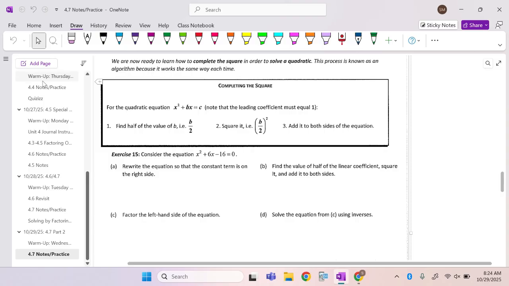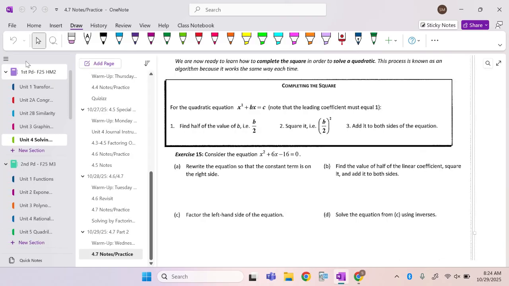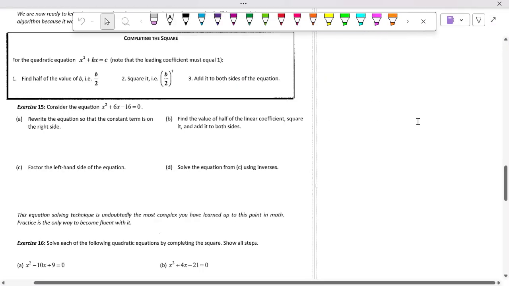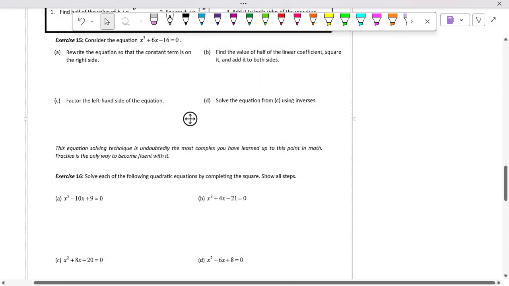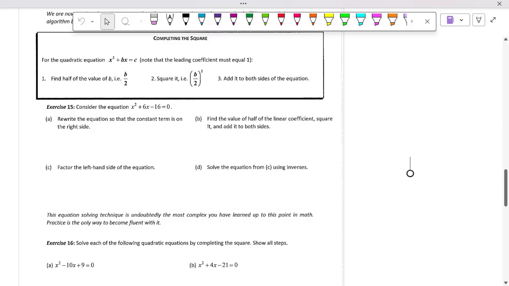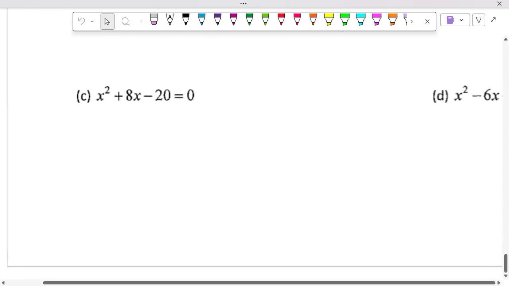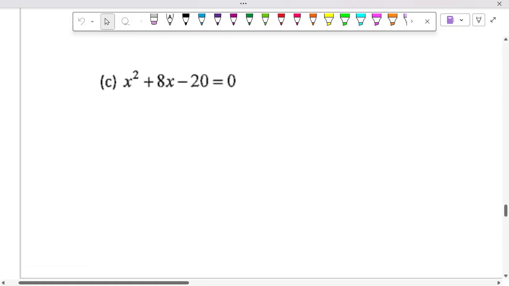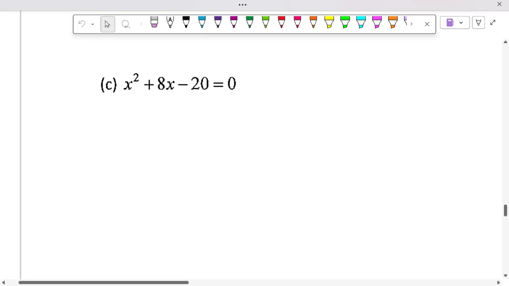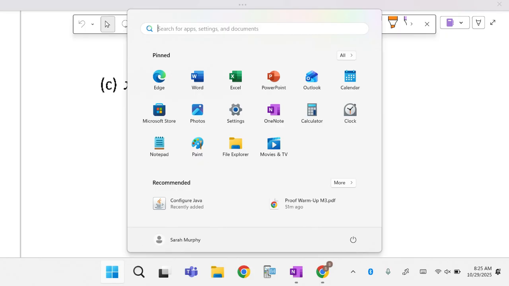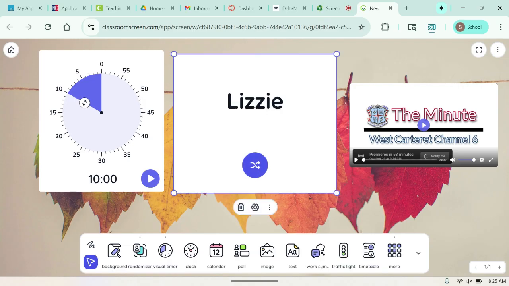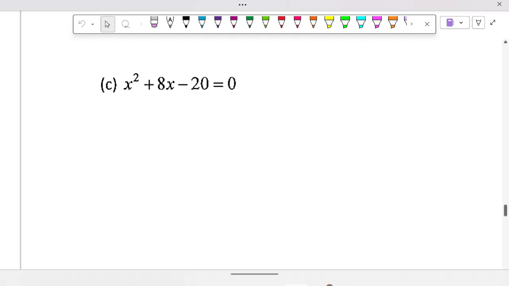All right. So let's talk letter C. All right. So let's go with Lizzie. What's my first step for letter C?